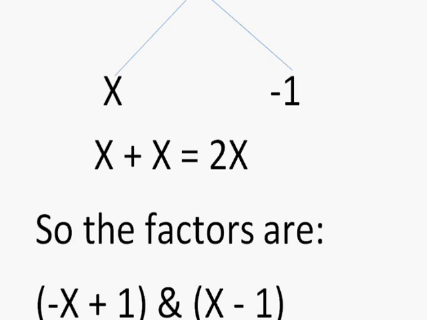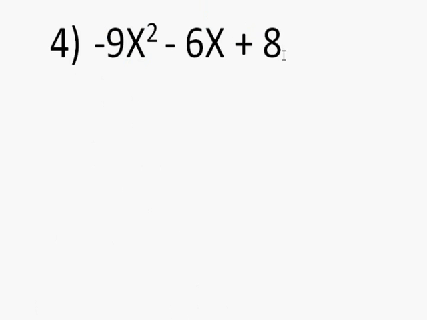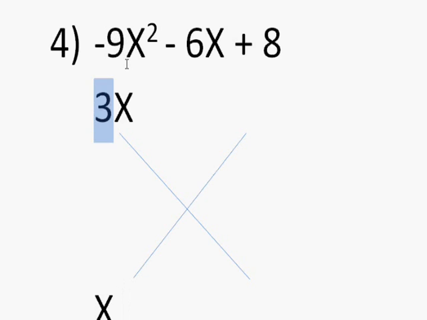Let's move on to question number 4. Negative 9x squared minus 6x plus 8. As usual, we'll take this x squared, so it could be written as x times x. And we'll go to this negative 9, and this 9 could be written as 3 times 3. But this is negative 9, so one of them has to be negative 3.